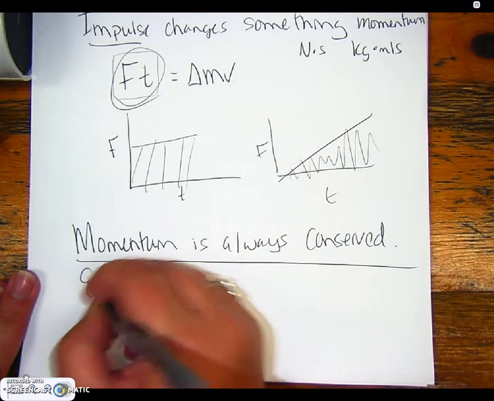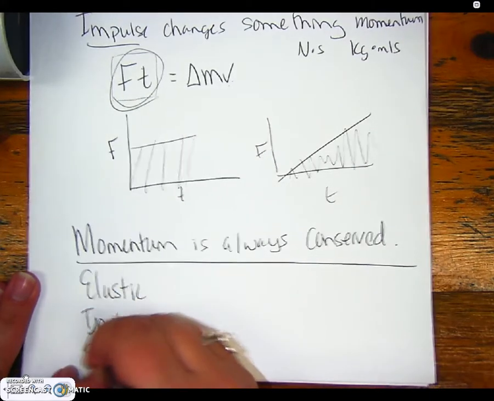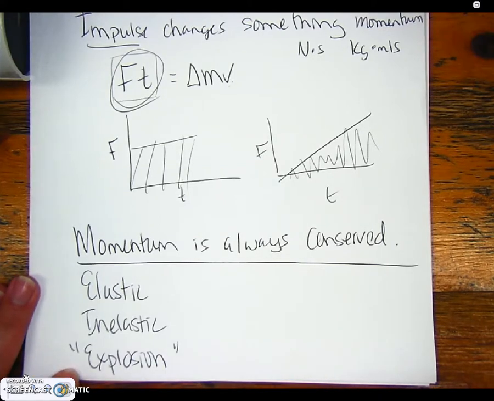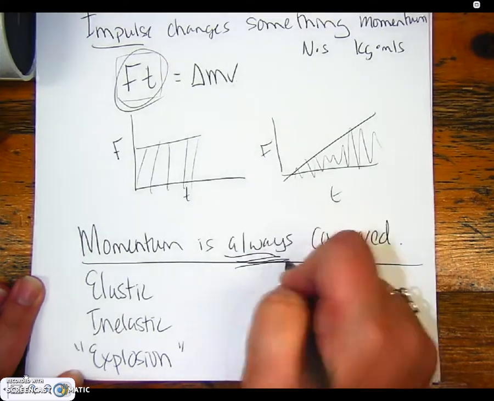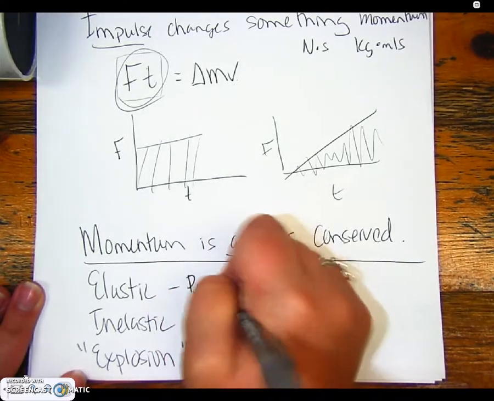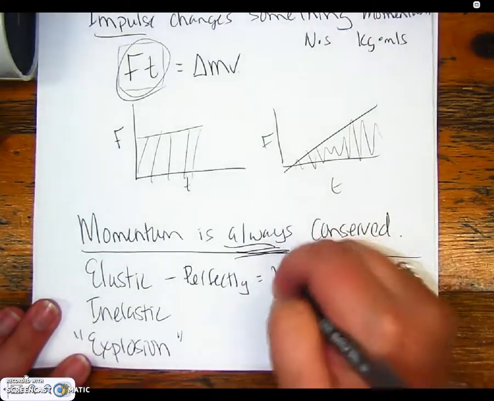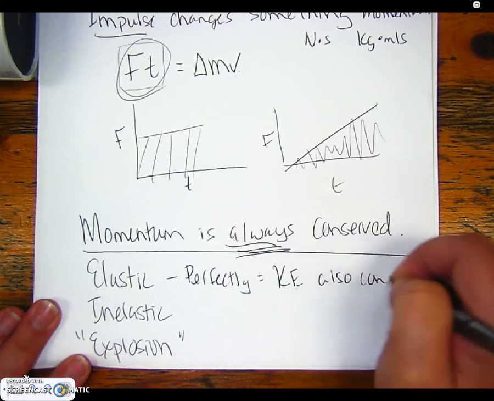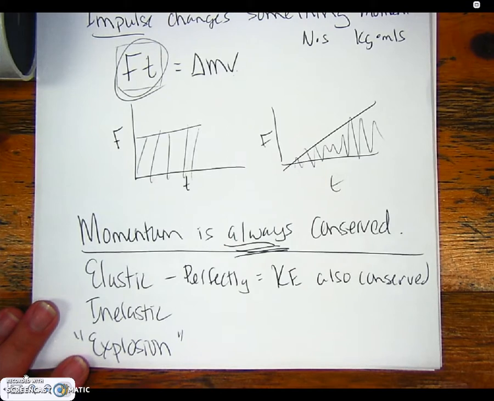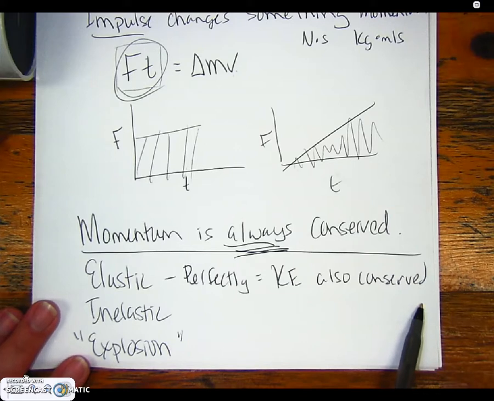We have elastic collisions, and we have inelastic collisions, and we also talked about this idea of what is essentially an explosion. And in every single case, momentum is always conserved. In an elastic collision, if something is said to be perfectly elastic, that means kinetic energy is also conserved. So this only occurs in perfectly elastic collisions. In every other kind of collision, we're going to have some loss in kinetic energy and some degree of what we call inelasticity.